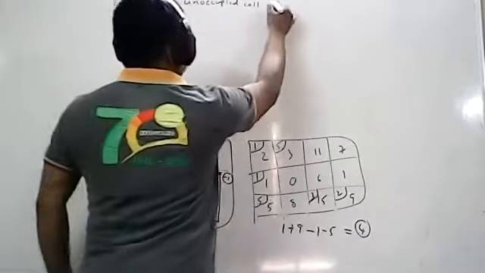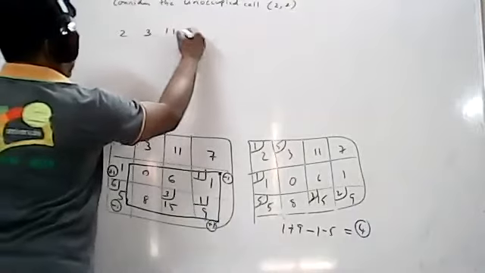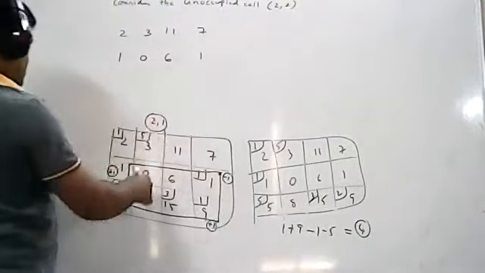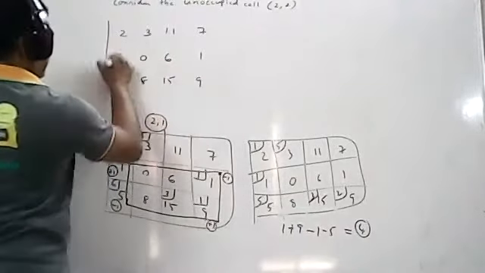What is the cell number? 2, 2. So next I will take 2, 2. So values are same. 2, 3, 11, 7. This one is 1, 0, 6, 1. This is 5, 8, 15, 9.